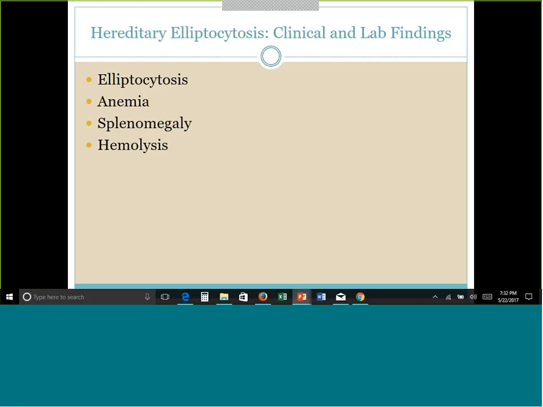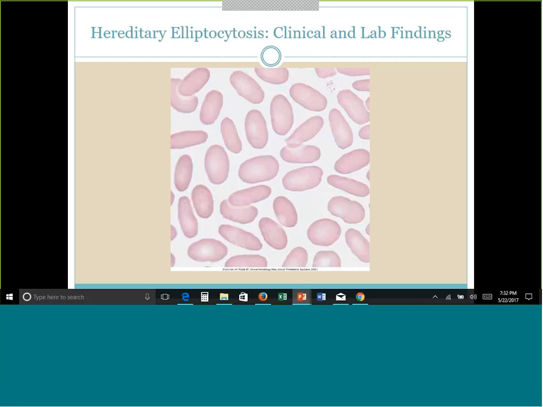They will have an anemia. That shape doesn't always make it through everything. Again, it can get stuck. Splenomegaly, because that's where it's getting stuck, and then resulting in hemolysis. So there is what the elliptocyte shape looks like. You can see that one, I know it's a zoomed in field, but almost everything there is oval in shape.